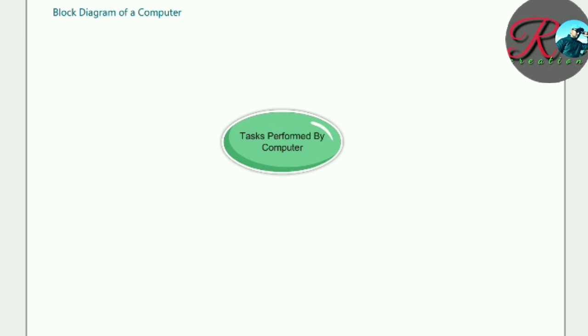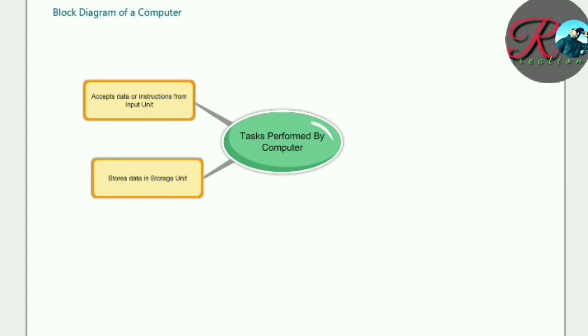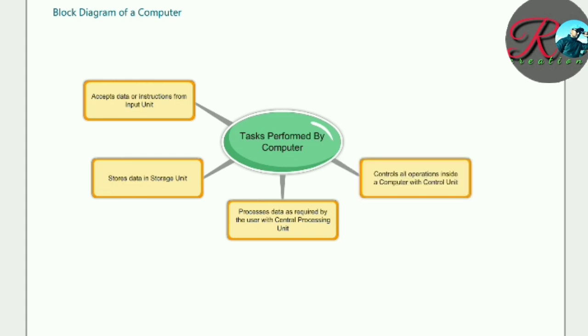These are: accepts data or instructions from input unit, stores data in storage unit, processes data as required by the user with central processing unit, controls all operations inside a computer with control unit, gives results in the form of output in output unit.